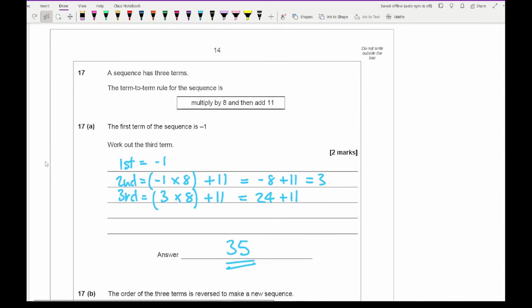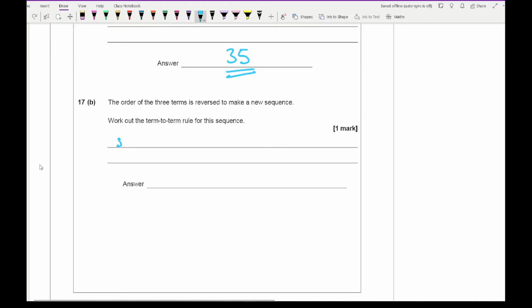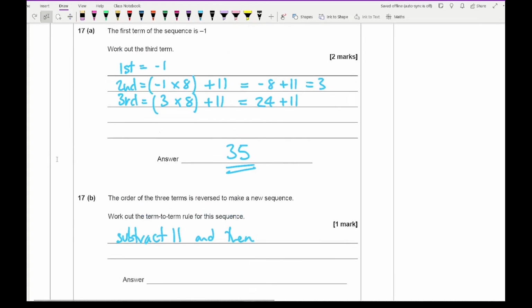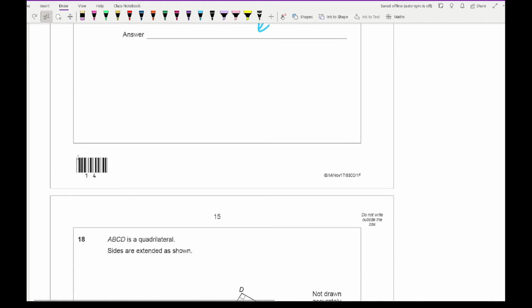Now to do the reverse, all I need to do is do the reverse in the reverse order. So the opposite of adding 11 is to subtract 11. So here I'm going to subtract 11. And the opposite of multiplying by 8 is to divide by 8. And that just needs to be written on the line there.